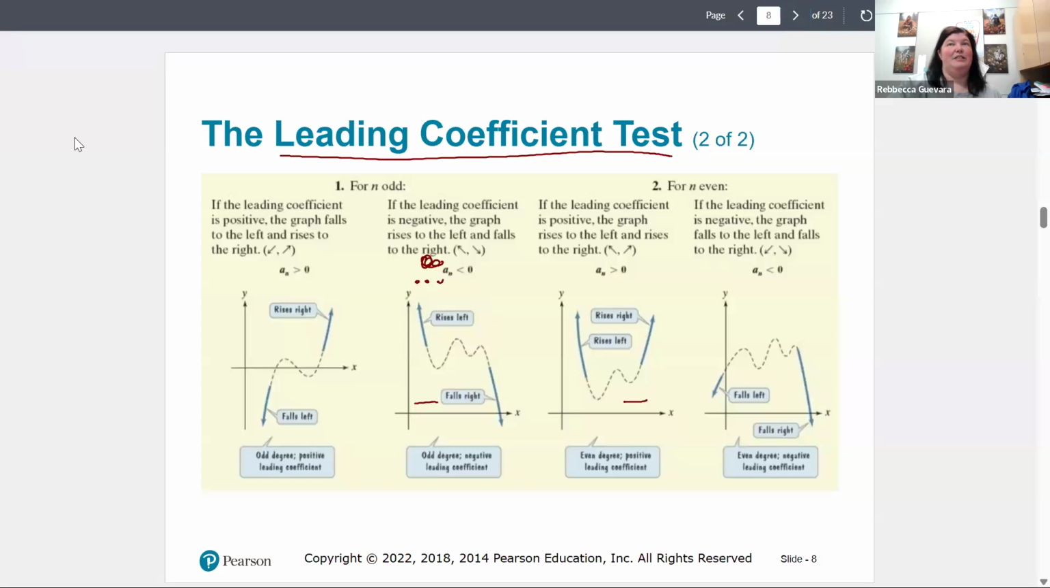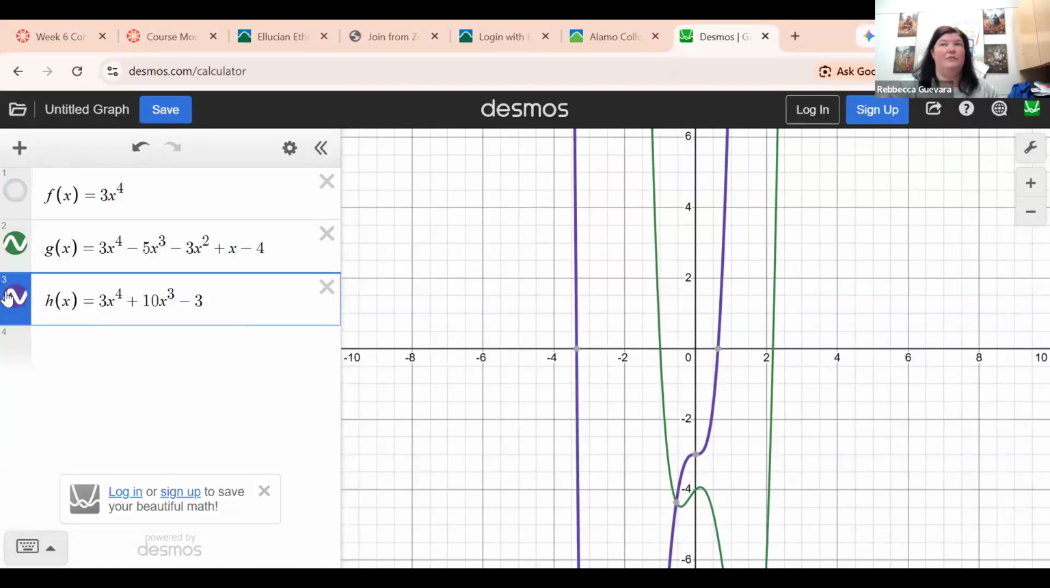Before we do this test, let me move into decimals. If you look off to the side here, I have three functions, but notice they all have the same leading term.